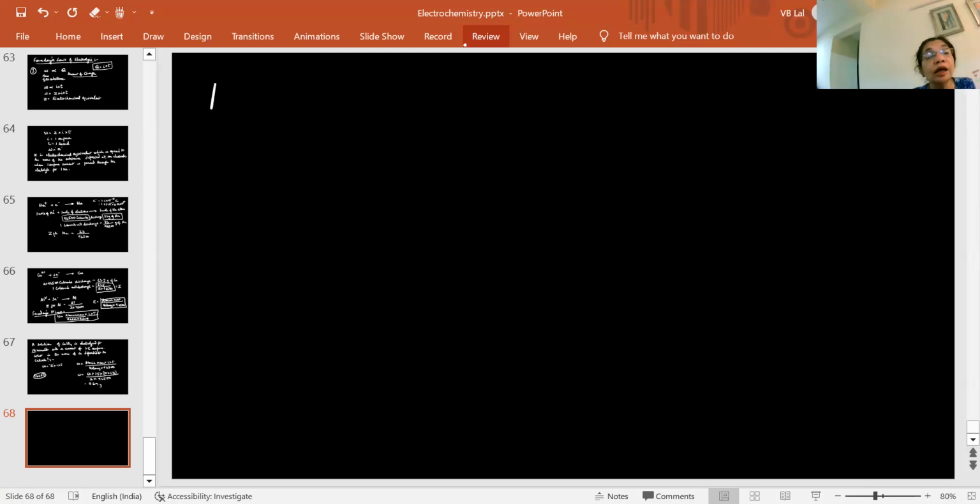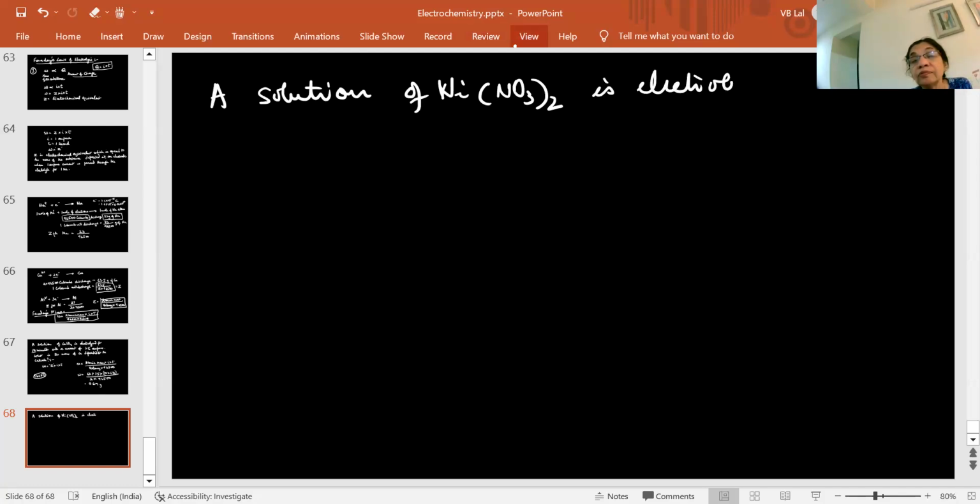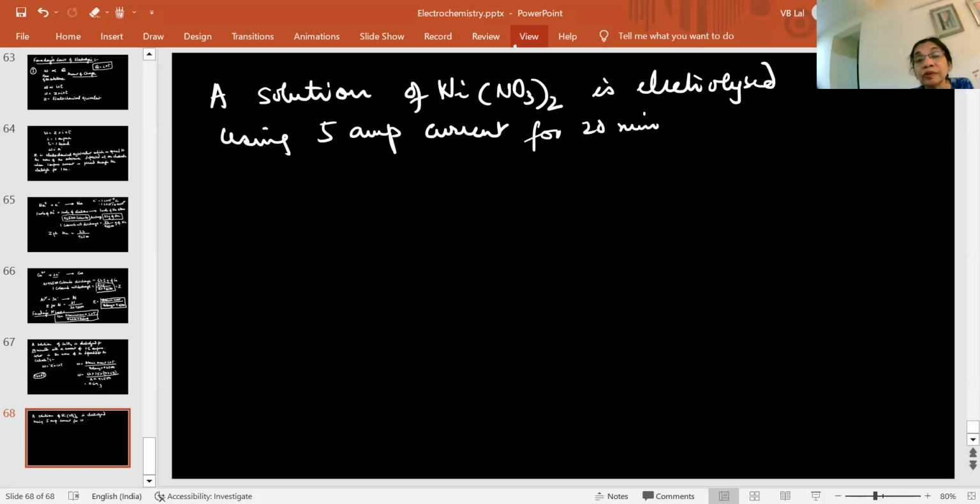A solution of nickel nitrate, Ni(NO3)2, is electrolyzed using 5 ampere current for 20 minutes. What is the mass of nickel deposited? How will you do this? Just quickly do it and tell me the answer.